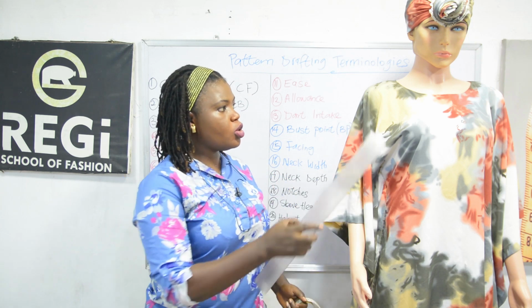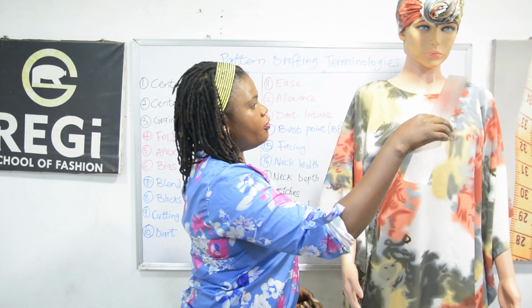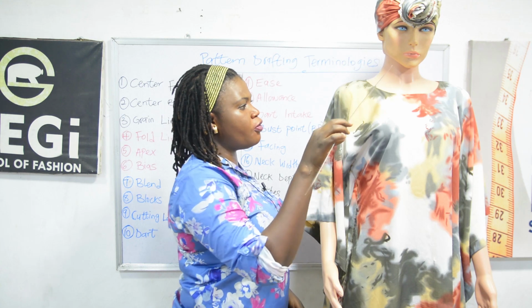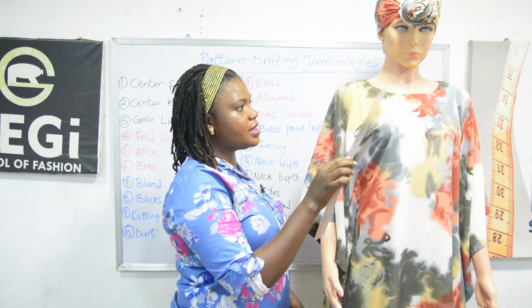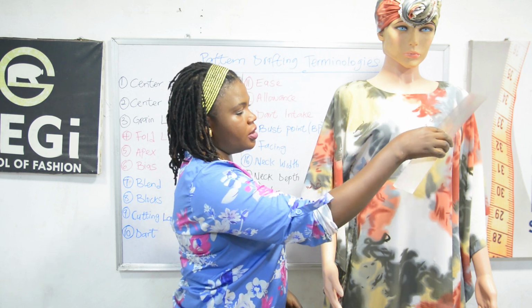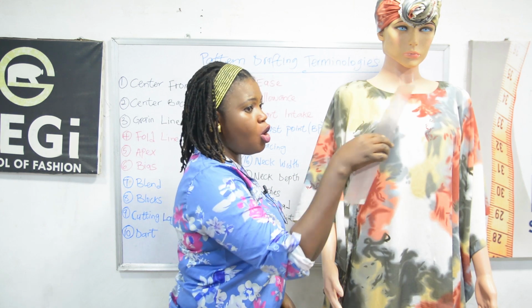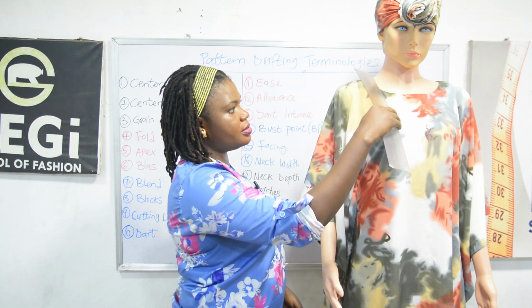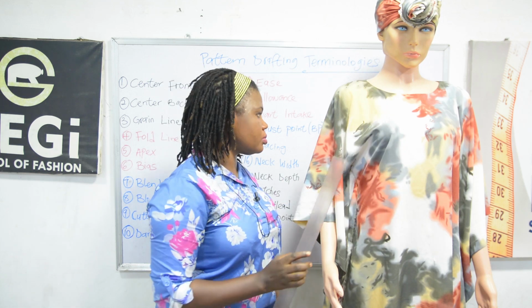But in some cases, this may require taking the measurement on your client. So the wideness of your neckline is the neck width. Then the deepness of your neckline is the neck depth. The neck width is taken from the center front towards the other side. So the measurement is taken horizontally, while the neck depth is taken vertically downward.